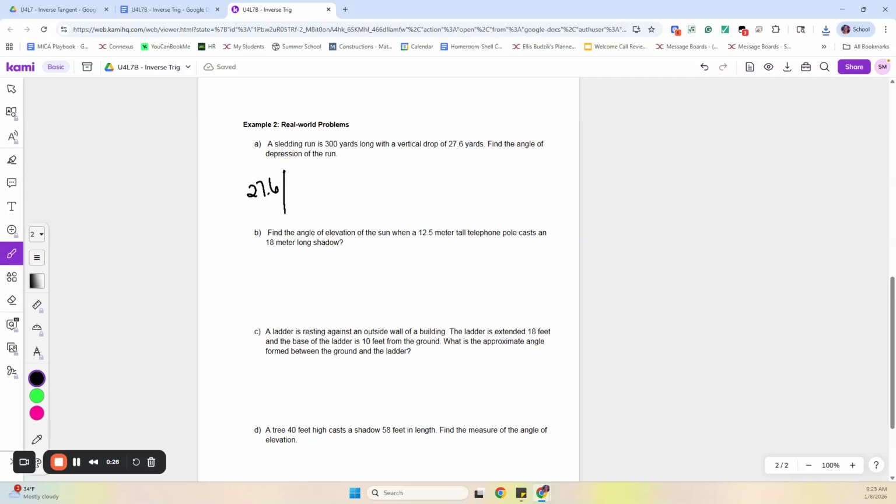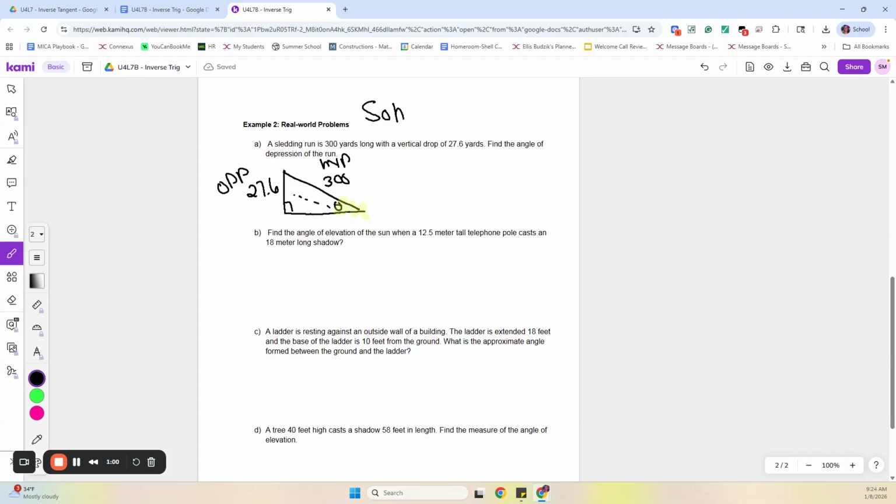Now for a sledding run, you go downhill. So our downhill is going to be 300 long. And then I want to find the angle of depression. Remember, angle of elevation or depression is always going to be this angle over here. So what I want to do is find our angle. If this is the angle we're looking for, the 27.6 is going to be our opposite, and this is going to be our hypotenuse over here.